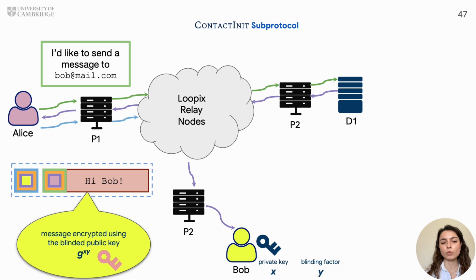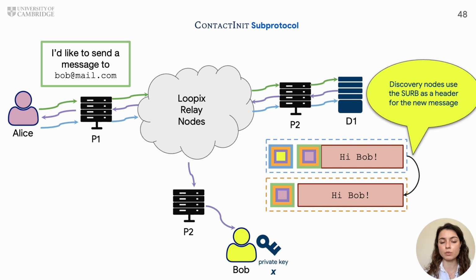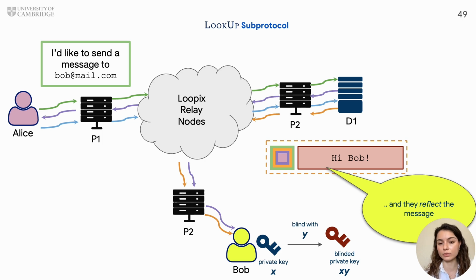When Alice receives the SURB and the blinded public key, she uses the blinded public key to encrypt a note that she wants to send out to Bob. Then she creates a new message where the payload is this encrypted note as well as the SURB that she has received from the discovery nodes. Note that this is different from what was happening before, where the SURB was directly used as the header for a new message. Instead, what happens here is that Alice sends this message out to the discovery nodes, and the discovery nodes use the SURB in the message that they receive from Alice as a header for a new message. And then they send out the new message, which goes out to Bob.